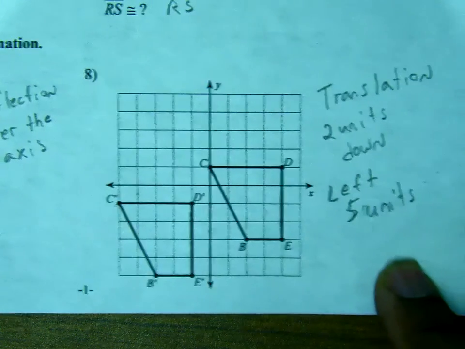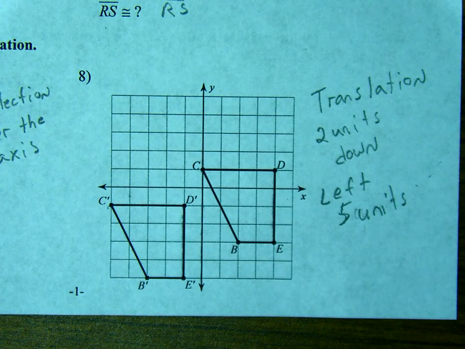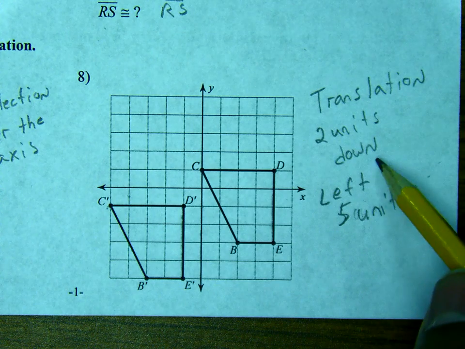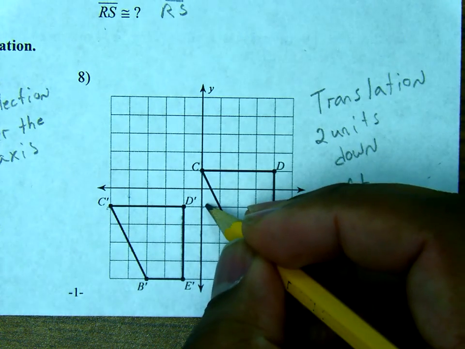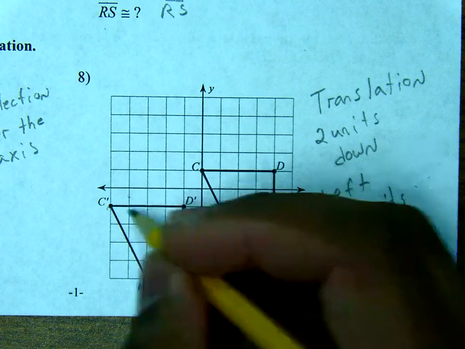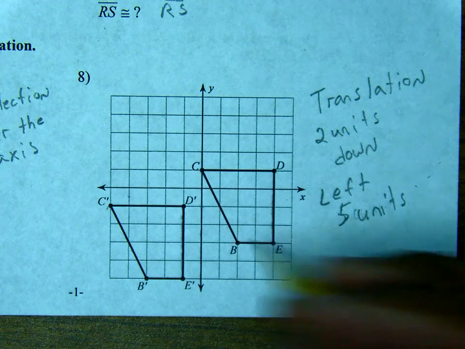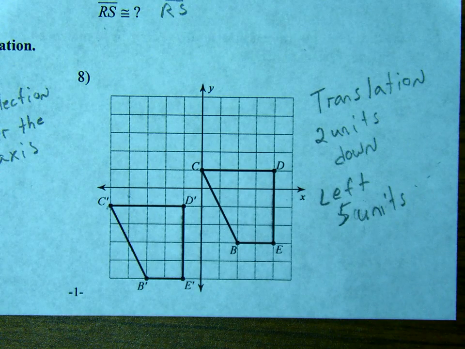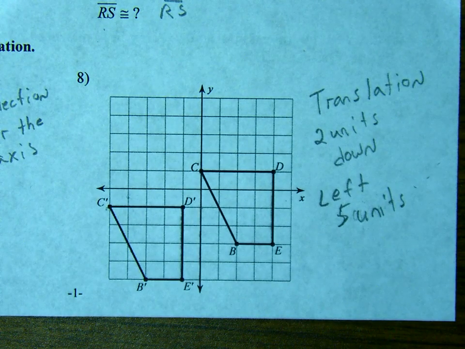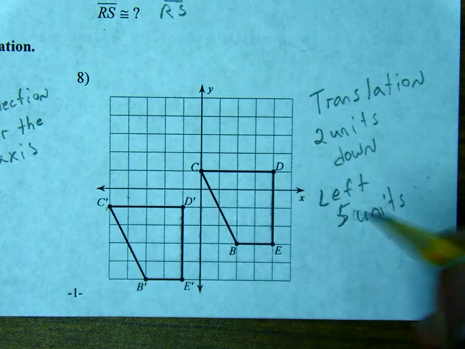Oh, and you can't see any of that, but you can now. So again, let me go back over that. We've got a translation, 2 units down, and then 5 units to the left. Kind of butchered that one, but you get the drift. And for the test, they're going to be multiple choice. You just got to pick it.